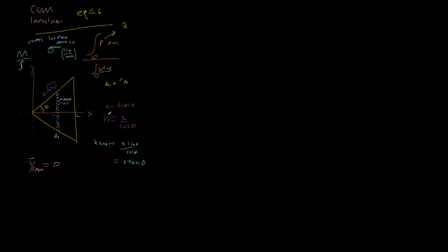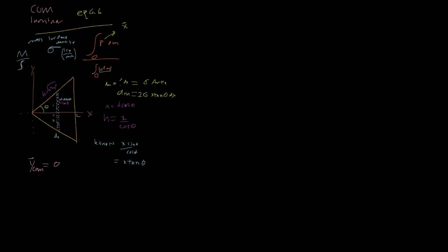Okay, so we had this equation, and we multiply it by the area. Remember we actually have two sides, so we have 1 and 2. It's going to be 2 times sigma times x tan theta times dx, and this is equal to dm.